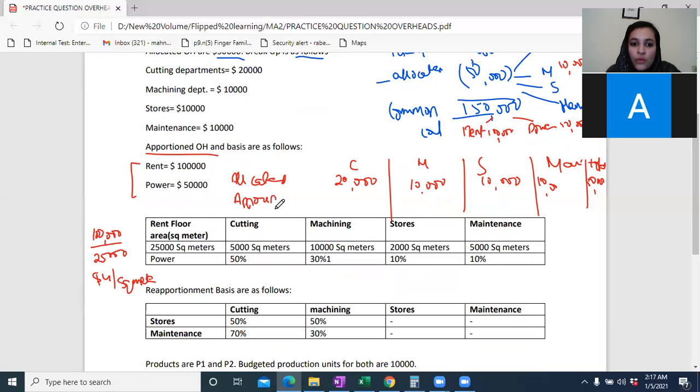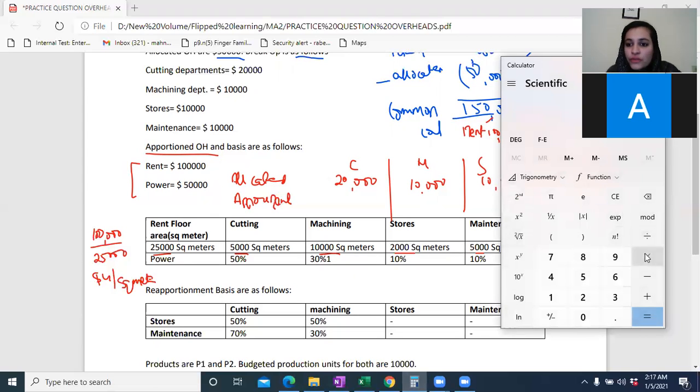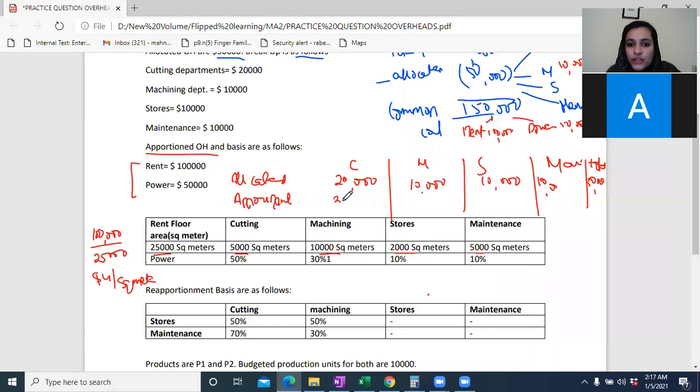Now what would be the rental share for the cutting department? The cutting department occupies 5,000 square feet out of that 25,000. The machining department occupies 10,000, then 2,000, 5,000. If you add these up as well, it will be equal to 25,000. So the per square foot cost was 4. So 4 into 5,000, the cutting department gets a share of 20,000. In the same way, you're going to apportion the cost like this.